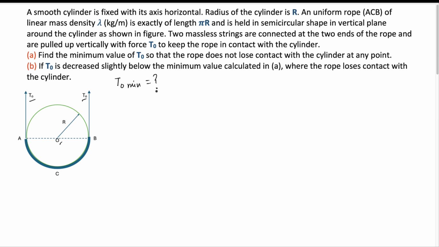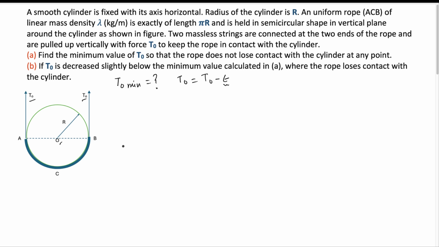And the second question is, if I decrease the T0 by some small amount, let's say epsilon, which is very small, then at which point on the cylinder will the rope lose contact first? That's it. So why don't you go ahead and give it a try?